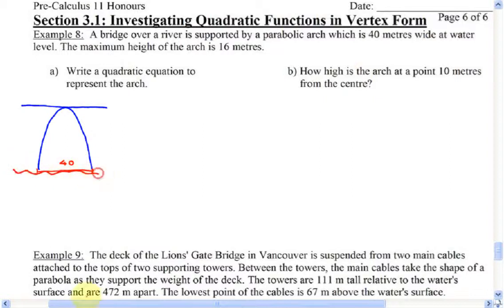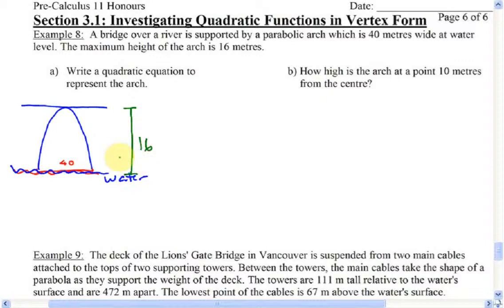Oops, water shouldn't be red. Water is black, right? Or not black, blue. Don't drink water if it's black, okay? All right. Now, what else does the question say here? Height is 16. Good.